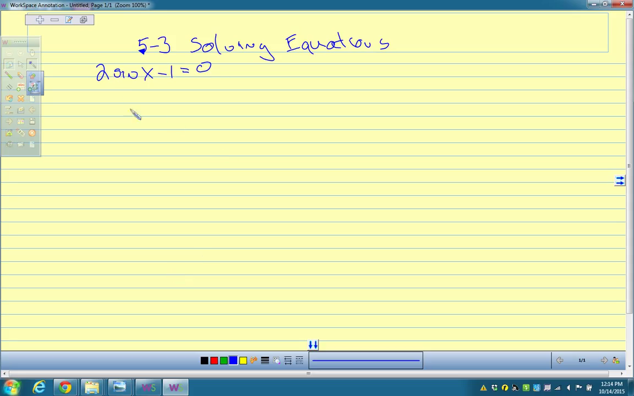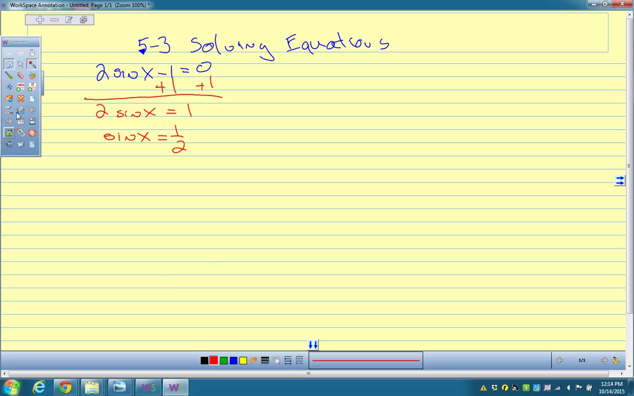Okay? So how would I solve this if this were just x instead of sine x? What would I do? I'd add 1 to both sides, right? So I'm going to add 1 to both sides, and I get 2 sine x equals 1, and then I divide by 2, so I get sine of x equals 1 half, right? And then I have to go and look on my unit circle.